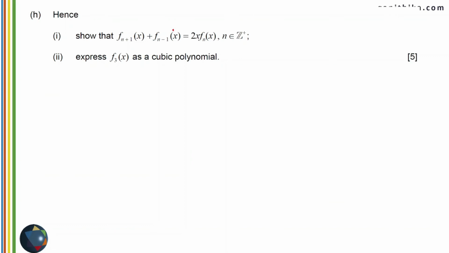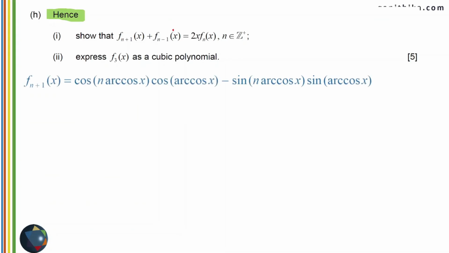Next, question H is asking you "hence". So this is a hence question. Therefore, you will be using the previous question's results. Fn plus 1 of x is given like this in the previous question. Next, we need to find what is Fn minus 1 of x in the same way.